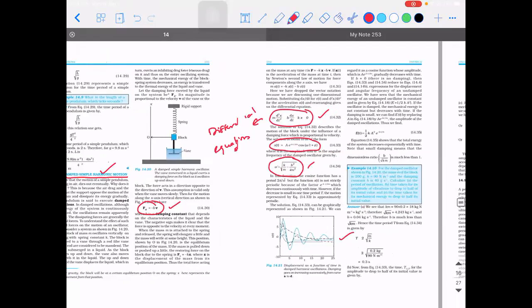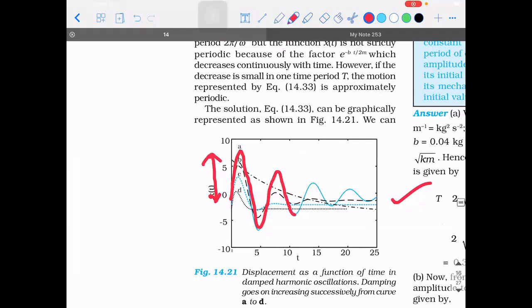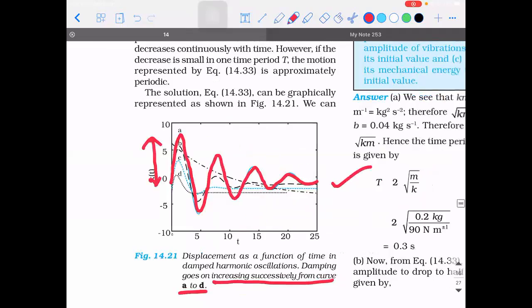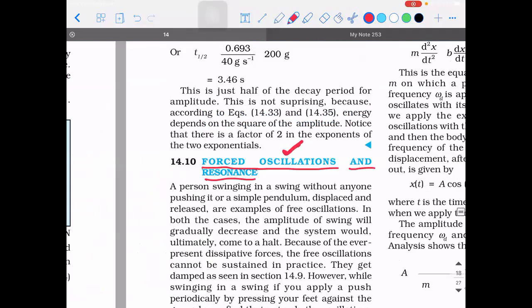This graph I will explain if you want to see. Initially, there is an amplitude existing. Amplitude means the distance from the bottom to this portion. As the amplitude keeps decreasing with time, this kind of motion is what is called damping. So damping goes on increasing successively from the curve A to D. That's the meaning. If you know this, this is more than sufficient. Similarly, forced oscillation and resonance will make more sense in the next chapter. That time I'll explain.